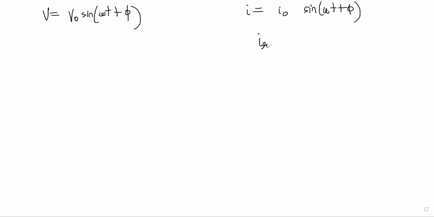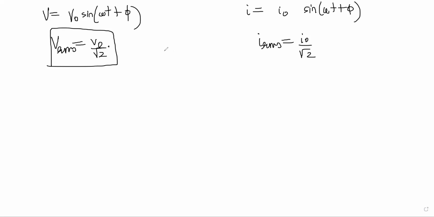Since potential difference is also written in this way, and current is also written in a similar sine function, obviously, if we have defined IRMS and derived that it is equal to I naught by root 2, we can also say VRMS will be equal to V naught by root 2, right? Because the functions are the same, the average will be the same, V naught square by 2. Okay, so this is basic stuff.